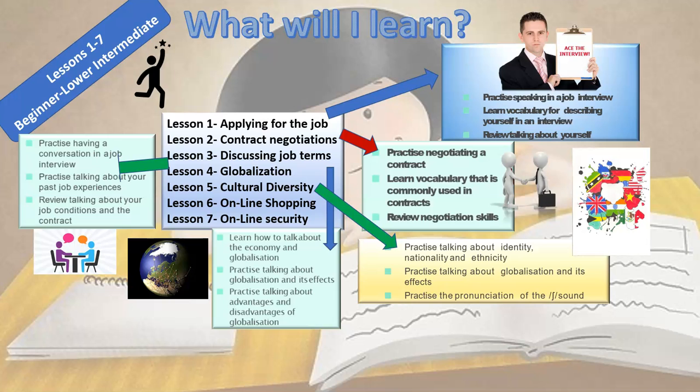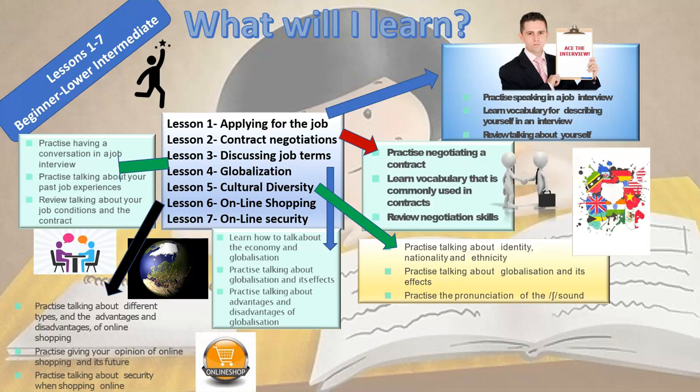The next lesson in this lower intermediate part is going to be about cultural diversity. We're going to practice talking about your identity, your nationality, and your ethnicity, and you'll be able to talk about them too. You're going to practice talking about globalization and its effects in greater depth. You're going to practice the pronunciation of the difficult th sound in English. And every one of these lessons has lots of pronunciation exercises, by the way. The next lesson is on online shopping.